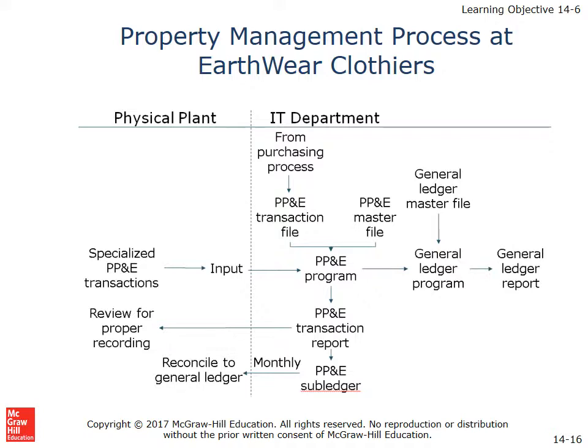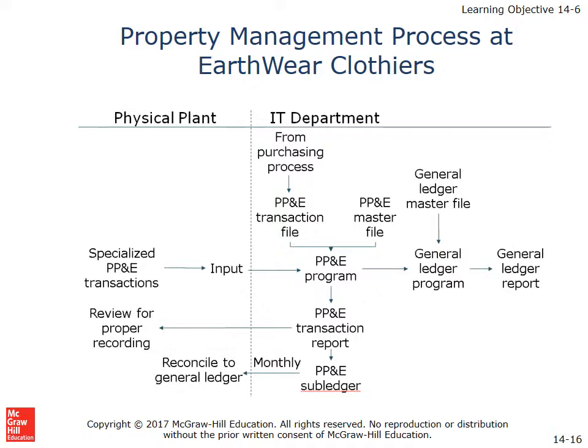So on page 489 is one of your favorite things I saw from your discussion boards, the flow chart for the property management process at Earthware Clothiers. So the IT department through the purchasing process is really where the purchase begins, and then we have our transaction file that keeps track of the PP&E, property, plant, and equipment. Specialized property, plant, and equipment is inputted into this program, and a transaction report is created.